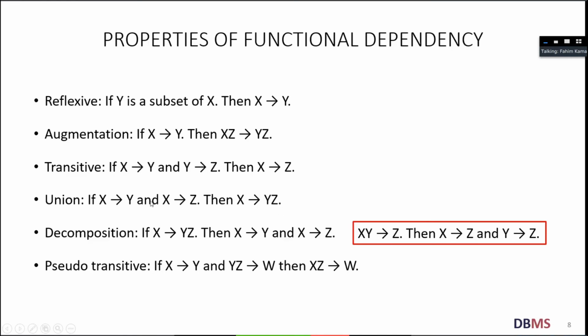And their opposite is decomposition. If X determines Y and Z, then we can definitely say that X determines Y and X determines Z. But this case is invalid. We are saying that X and Y, both of them determine Z. So we cannot write that X determines Z and Y determines Z. This is wrong. And finally, pseudo-transitive. If X determines Y and YZ determines W, then we can write that XZ determines W.